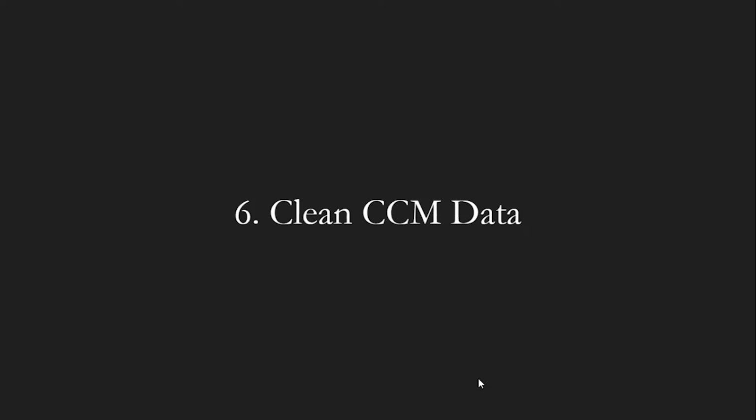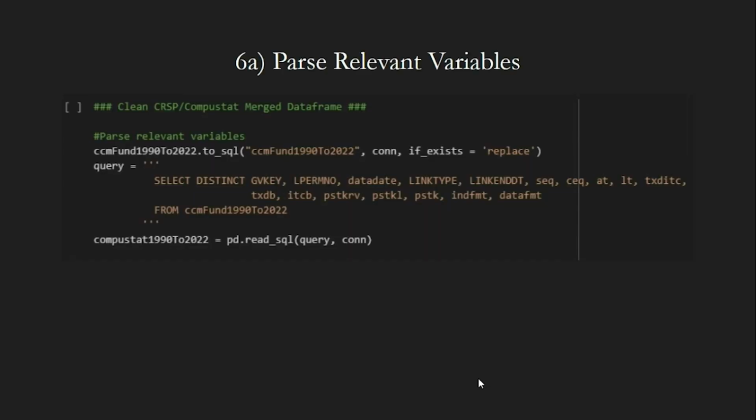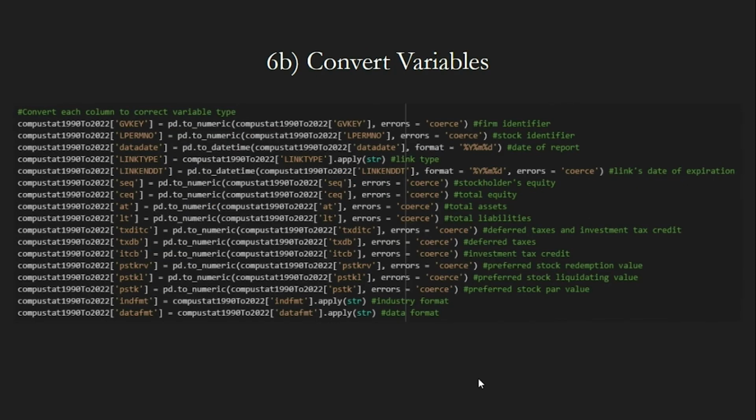Similar to CRSP, we need to clean the CCM data to make it a usable Compustat data frame. The steps to cleaning the CCM data frame are almost identical to what we did with the CRSP data frame. First, we parse relevant variables with SQL. Next, we convert each column to their correct types. There's a new type for CCM. The apply string function simply turns the column into strings.